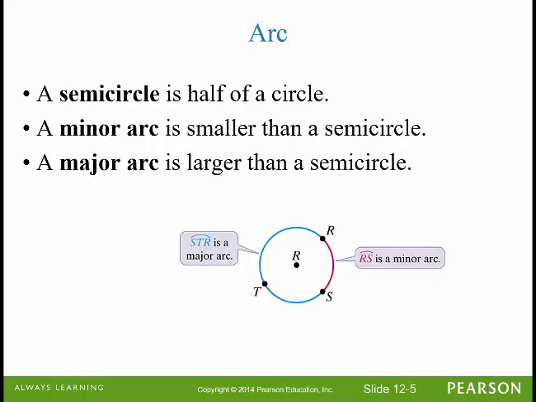Now I want to talk about arcs. Arcs are specific components of a circle. A semicircle is half of a circle. You can see right here, this would be half. A minor arc is smaller than a semicircle. So this arc here, arc RS, is a minor arc because it's less than half the circle. And this arc, STR, all the way like this, is what we call a major arc, because it's larger than a semicircle. So minor arcs are smaller than half the circle, and major arcs are larger than half the circle.